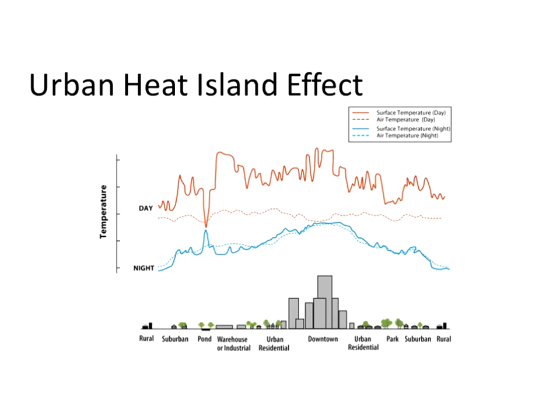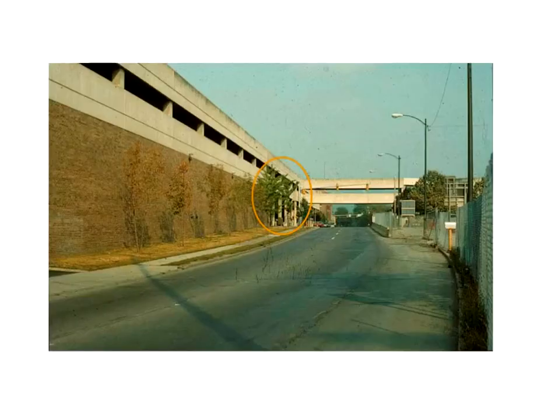So we need plants downtown, especially because of this urban heat island, but we need them to be tolerant of those conditions before we put them out there. So here's a nice little example.